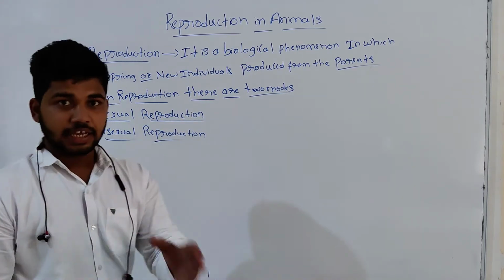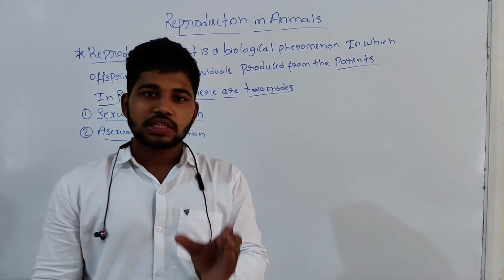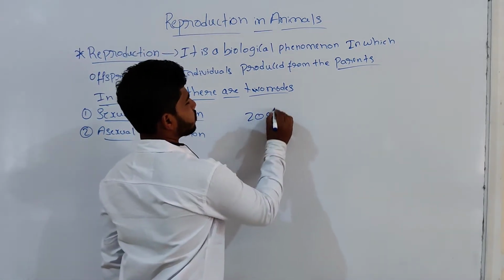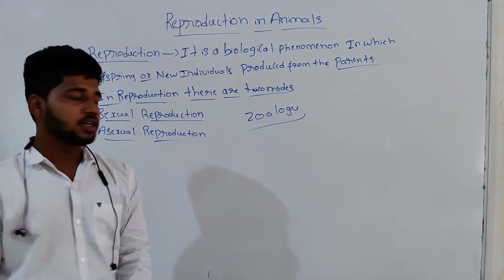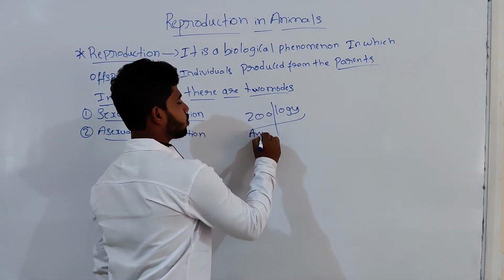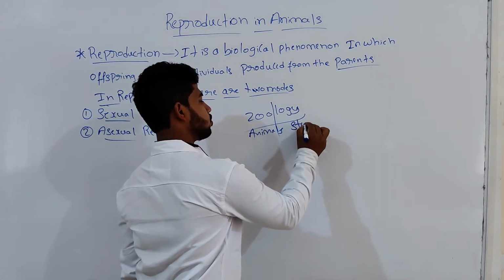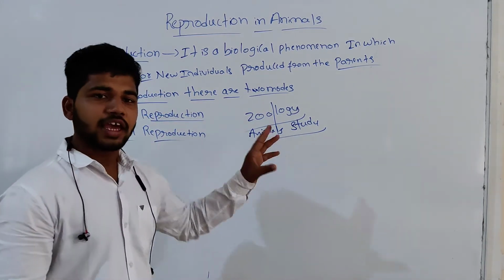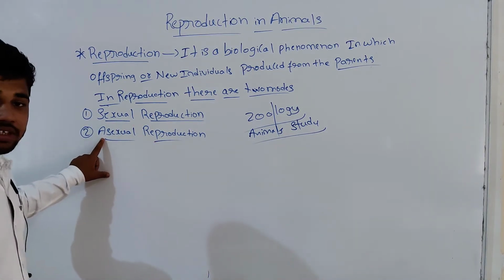Asexual reproduction. In the previous class I said that in biology, the answer is given in the question itself. I have already given an example. Take one example: zoology. Split zoology into two parts. Zoo means animals, and logy means study. What is the definition of zoology? To study about animals. In the same way, asexual reproduction and sexual reproduction. A means absent.